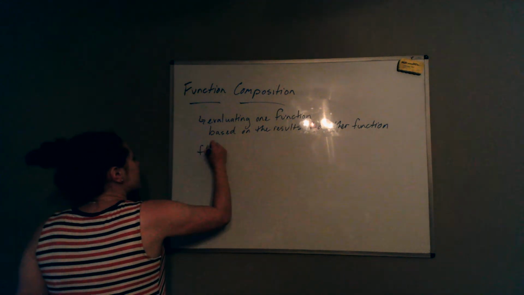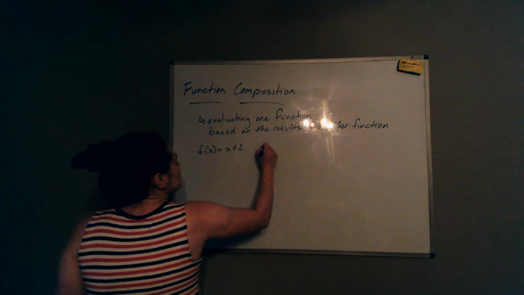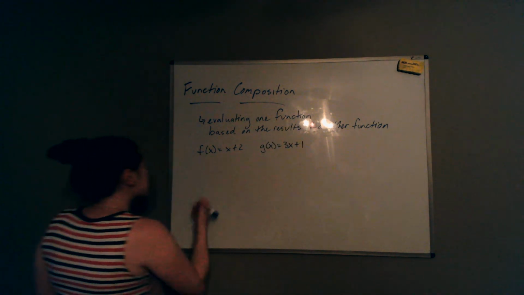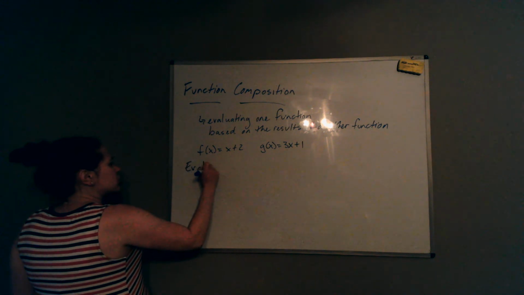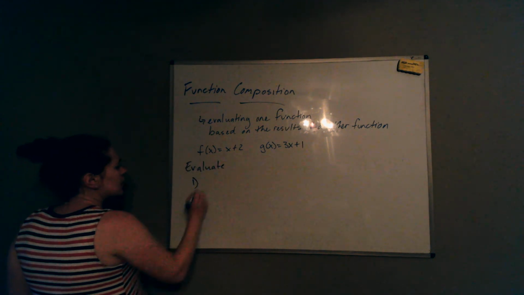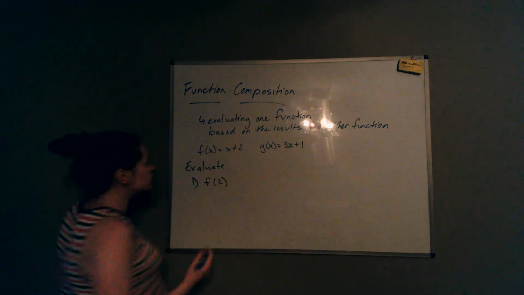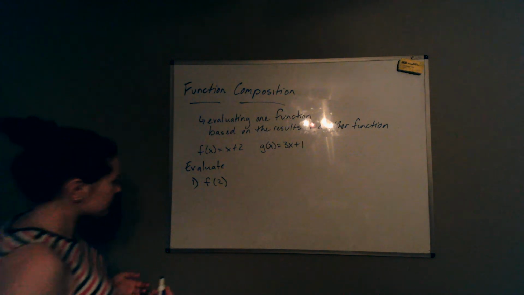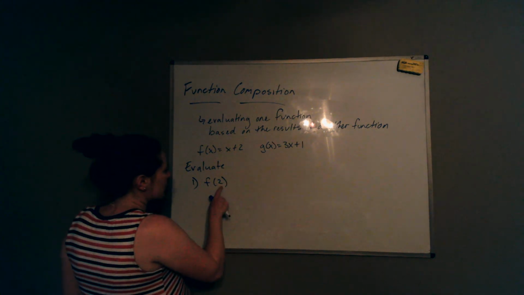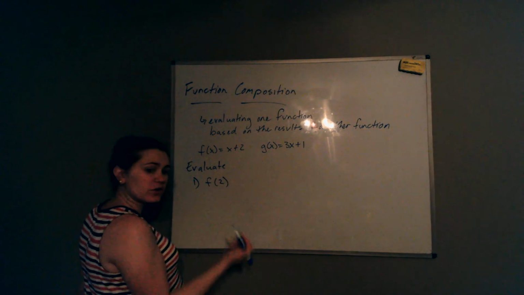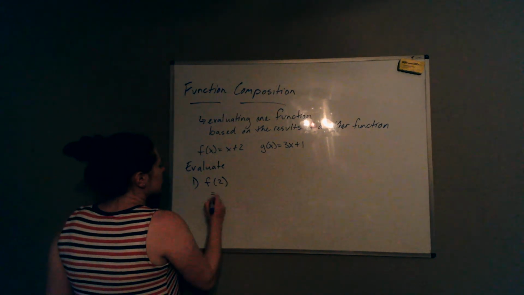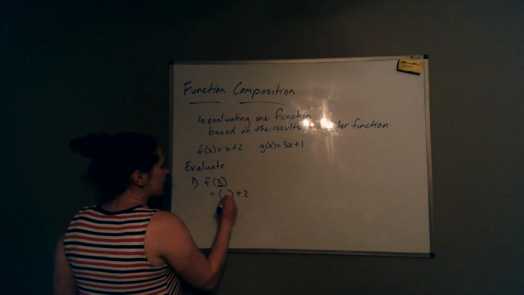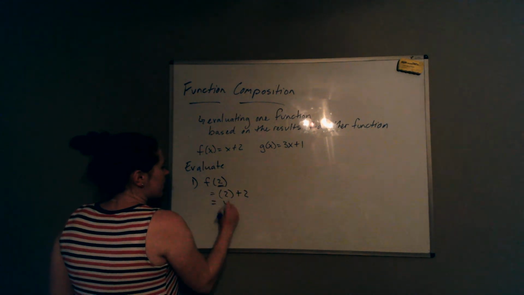So let's let f of x be x plus 2. Let's let g of x be 3x plus 1, okay? And I'm going to ask you to evaluate each of these. Number 1, evaluate f of 2. So what would you do if I said evaluate f of 2? Well, you're going to let the input of f be 2 and see what you get as the output. So everywhere there's an x in f, you're going to replace it with this input value, right? And 2 plus 2 is 4.